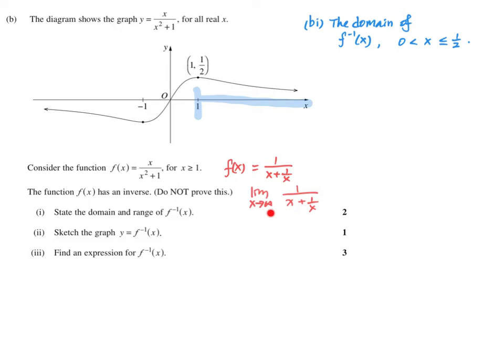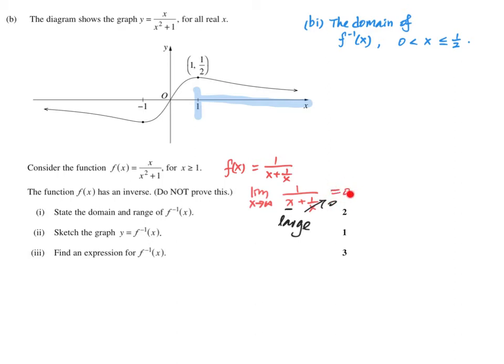Now, let's think about what happens to the function f(x) when the value of x goes very large. 1 over x would go to 0. And this x is still very large, so we will have 1 over a very large number. Therefore, the whole function value would go to 0.